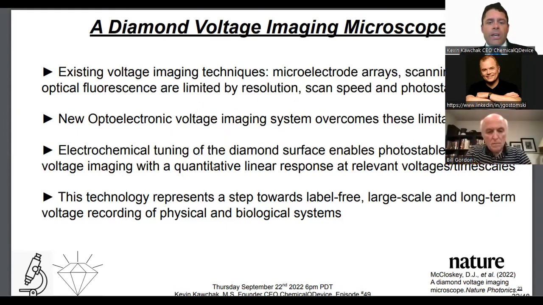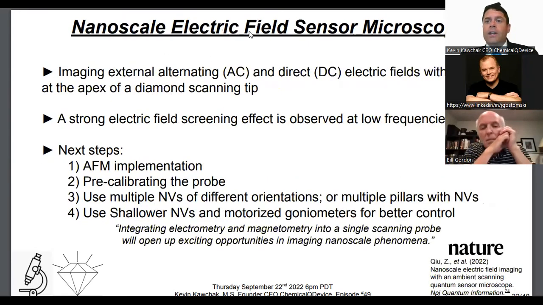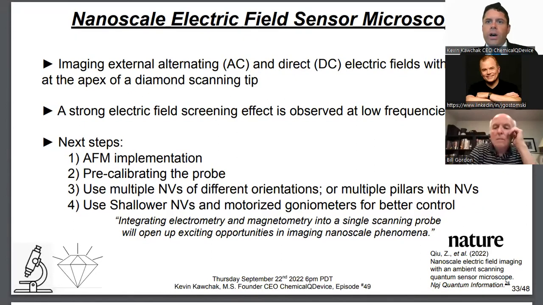In specific, you'll see this a lot: everybody wants label-free, large scale, and long-term voltage imaging. Especially biological systems tend to be harder, with certain pHs, these types of things. But since the sensor itself is diamond, it's biocompatible with pretty much everything. Another interesting one here is the nanoscale electric field sensor.